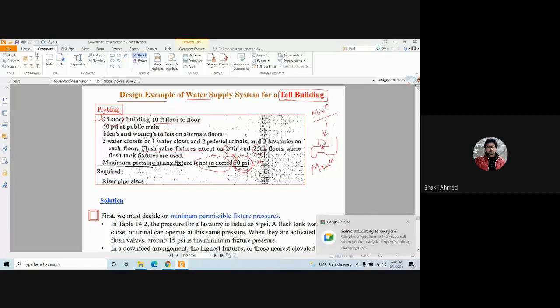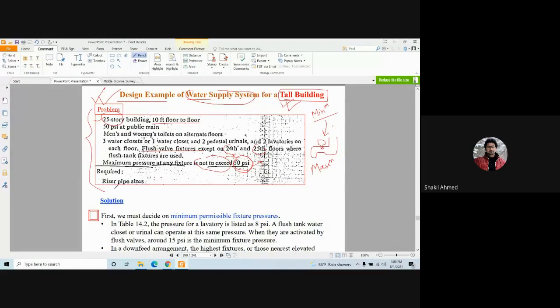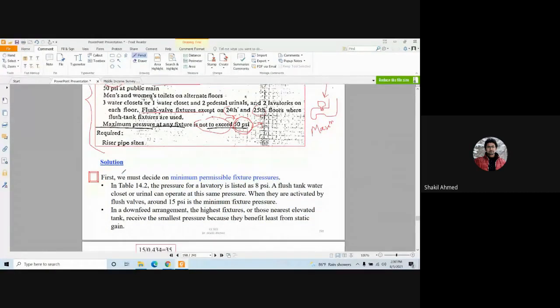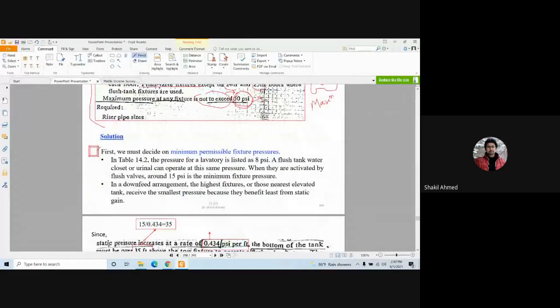So, in our last class, we were discussing this problem, which is on the water supply, designing the water supply system for a tall building. And we explained the problem to you. Now, first, to design a water supply system, we must decide on minimum permissible fixture pressure.